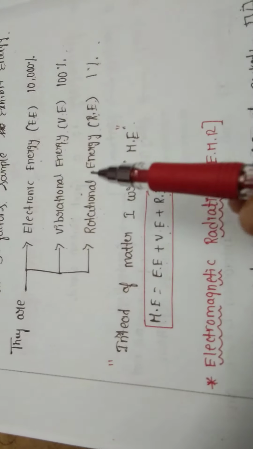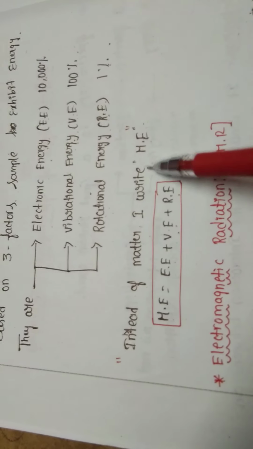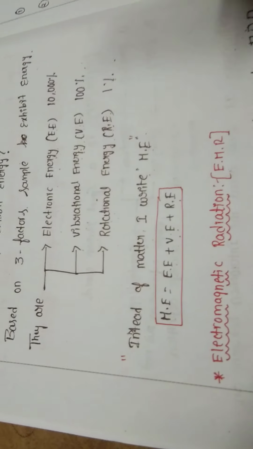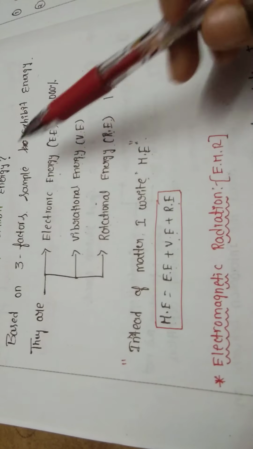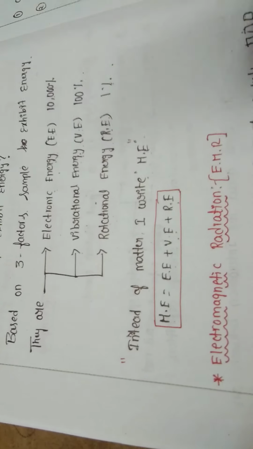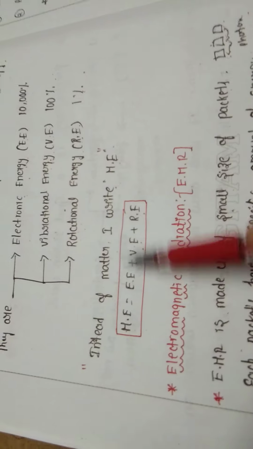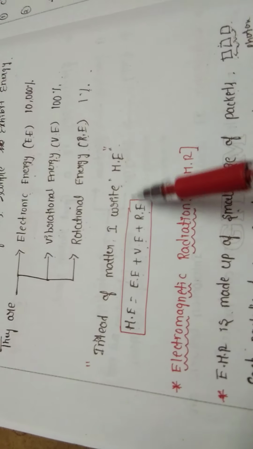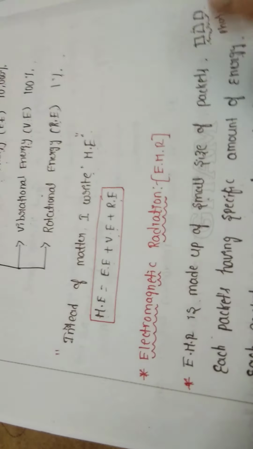So finally, instead of matter I can write molecular energy, because the molecule exhibits energy. Why does it exhibit energy? Because of these three factors. Finally, molecular energy is a combination of three cases: electronic energy, vibrational energy and rotational energy. So one side is over.